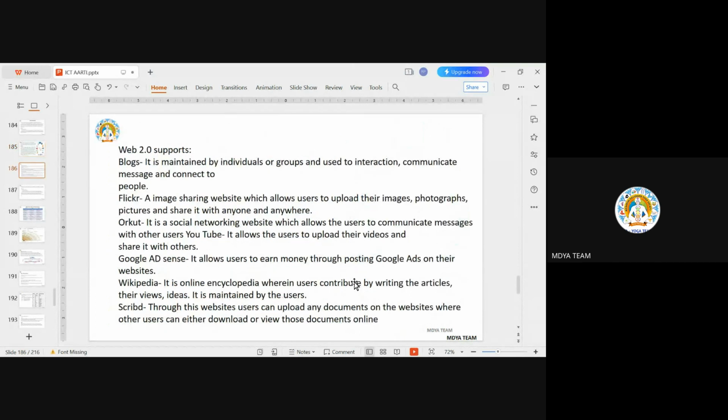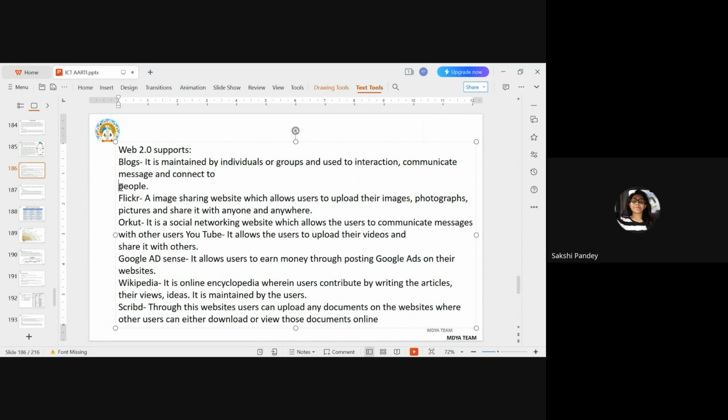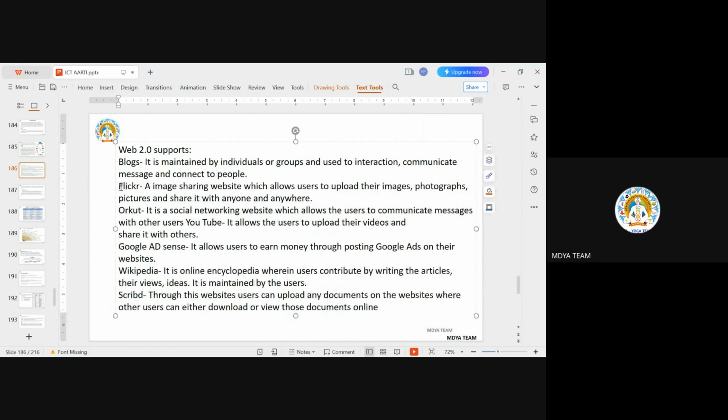Next, Web 2.0 supports blogs. Ma'am, yes, can you give some example of Web 2.1? Web 2.1? Oh, I'm sorry. Before that, ma'am, you can take the example.